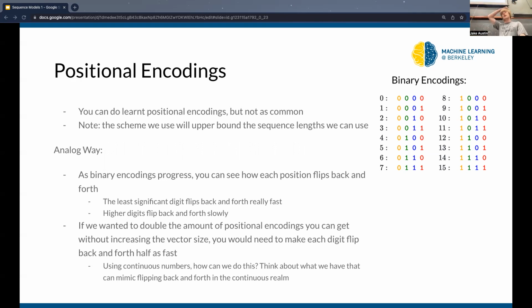Binary first. You can do learned positional encodings, but we're not going to do that here because we have something that works a little better. In the analog way, if we have a max sequence length of 16, you can append a binary representation of where we currently are in our sequence. If you're at step 0, you would append 0, 0, 0, 0. At step 1, 0, 0, 0, 1, and so on, like the binary representation. Pass this into our network and hope it can understand from that how deep we are in our current sequence.